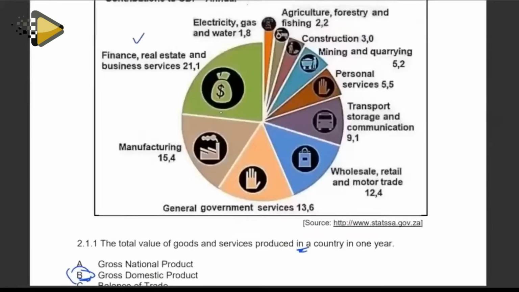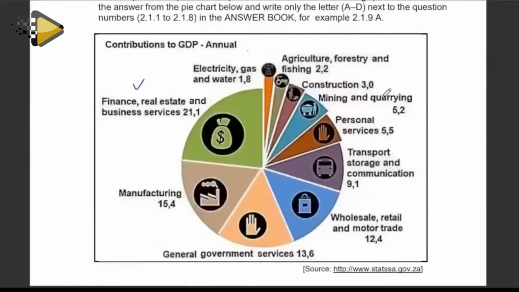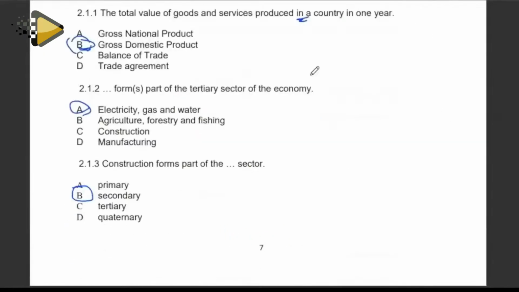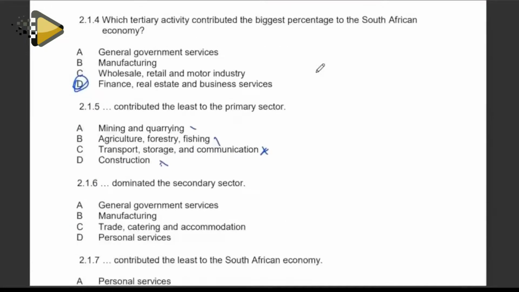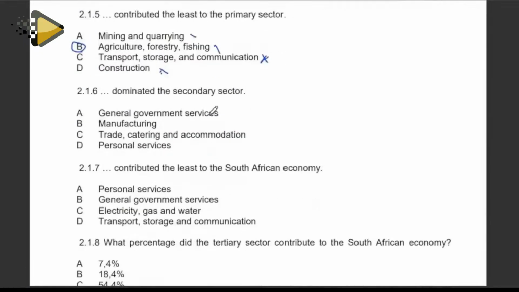Mining and quarrying, you can see, is at 5.2. Then the other one is agriculture, forestry and fisheries at 2.2. So we are comparing 5.2 and 2.2. This is the least. So agriculture, forestry and fishing is the one that contributed the least. So our response is B, agriculture, forestry and fishing. Right, we move on to the next question.